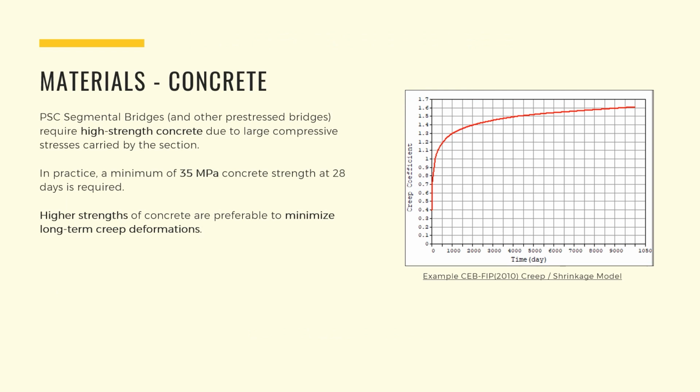Now, we will be talking about the materials that make up our PSC box girder. First, we have concrete. For PSC segmental bridges, usually high-strength concrete is used due to large compressive stresses carried by the sections. In practice, a minimum of 35 MPa concrete strength at 28 days is required. Higher strengths of concrete, which result in a higher modulus of elasticity, also help minimize long-term creep deflections.